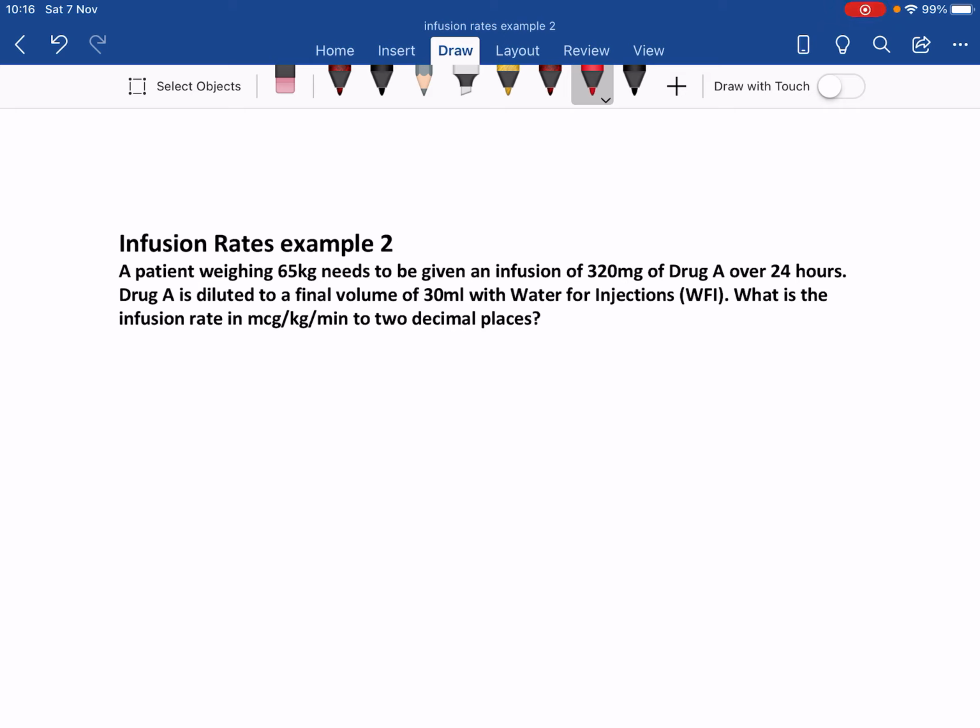So in the second example of an infusion rate question, I have used the same data but changed the question. So we still have a red herring, but it's different. This time the question reads: a patient weighing 65 kilograms needs to be given an infusion of 320 milligrams of drug A over 24 hours. Drug A is diluted to a final volume of 30 ml with water for injections. What is the infusion rate in micrograms per kilogram per minute to 2 decimal places?